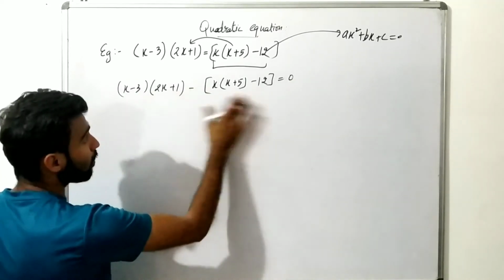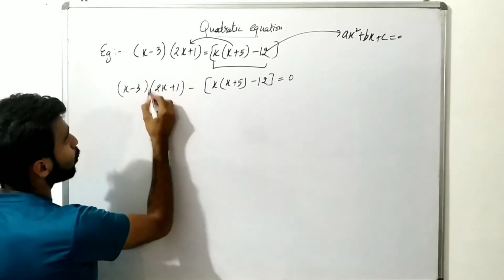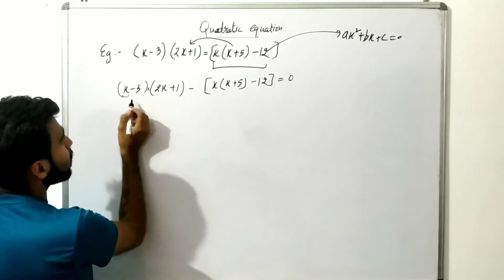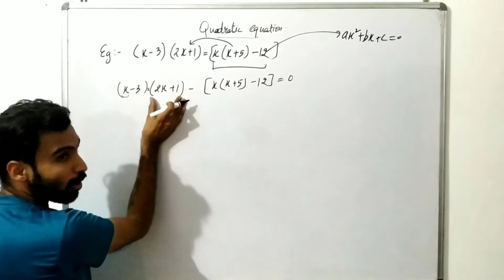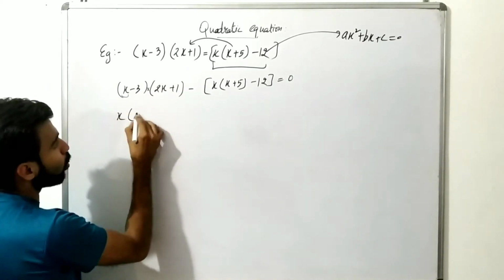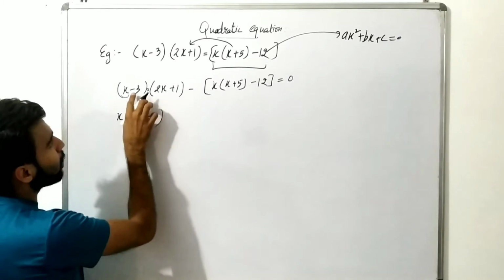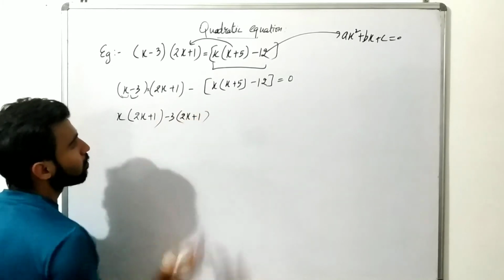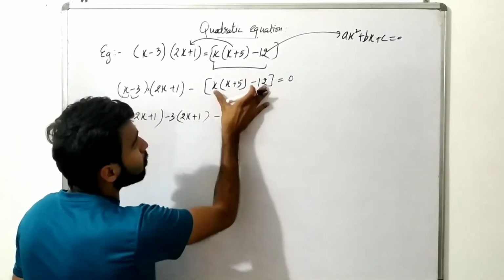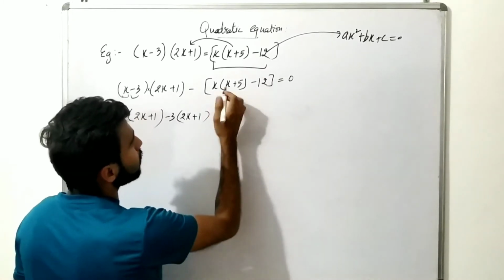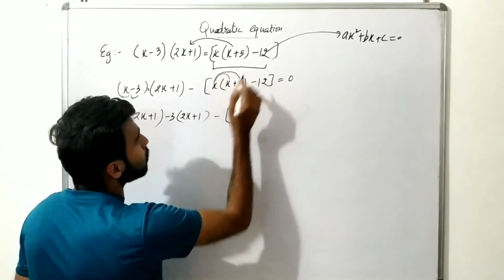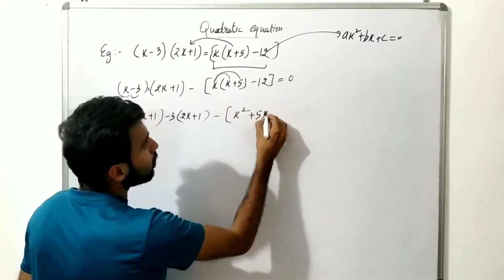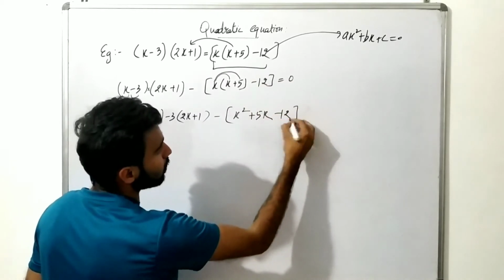Now what I have to do is simplify this. For simplifying, I can see these 2 brackets are in multiplication. So how do we multiply 2 brackets? I have to multiply the first term of the first bracket with the whole second bracket. So that will be x into the bracket (2x plus 1). Similarly, minus 3 will be multiplied by the second bracket, that is (2x plus 1). Now I will first solve this bracket: I have to multiply x with both the terms here. So x into x will be x square and x into 5 will be 5x. And minus 12 will be as it is.